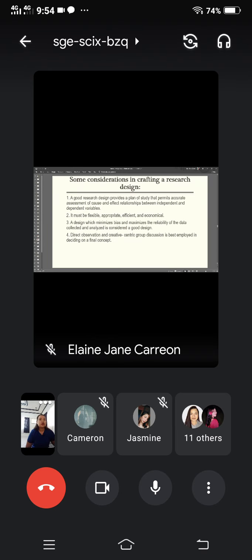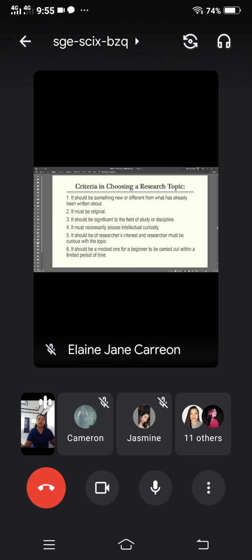Next, some considerations in crafting a research. Very self-explanatory din to. A good research design provides a plan of study that permits accurate assessment of cause and effect relationships between independent and dependent variables. So, a design must be flexible, appropriate, efficient, and economical. A design which minimizes bias and maximizes the reliability of the data collected and analyzed is considered a good design. Direct observation of and creative centric group discussion is best employed in deciding on a final concept.